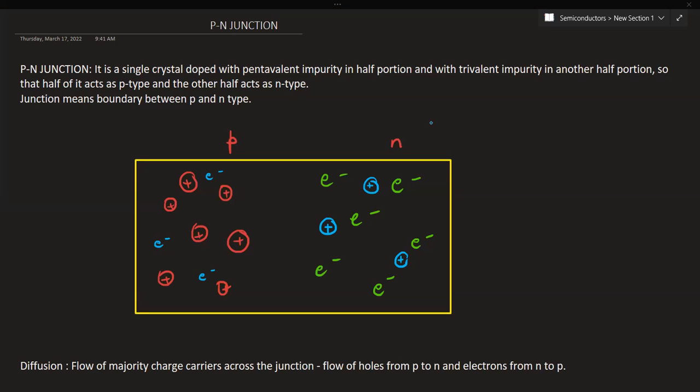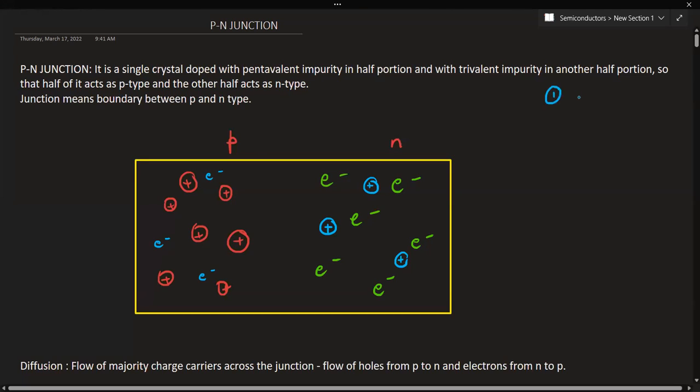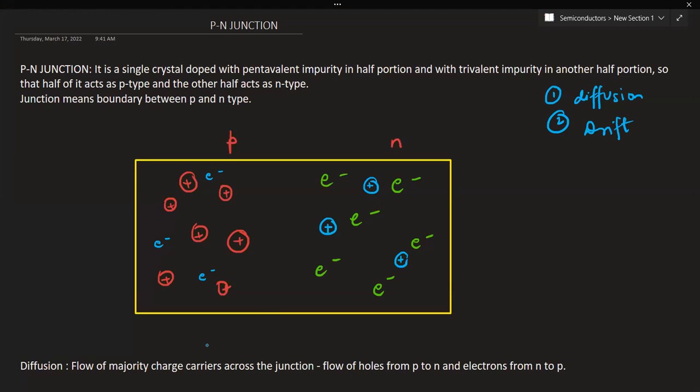Now see, this is an unbiased p-n junction. Now see, two important processes are involved during the formation of this p-n junction. One is the diffusion and the other one is the drift. First process is the diffusion, second process is the drift. These two processes occur in the formation of p-n junction. So when a p-n junction is formed, this way, p-n junction is formed.